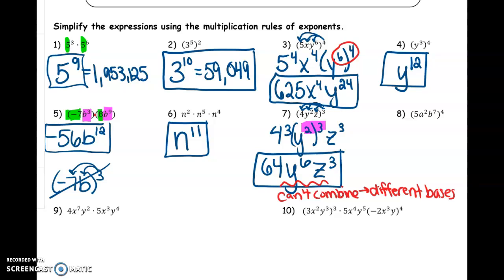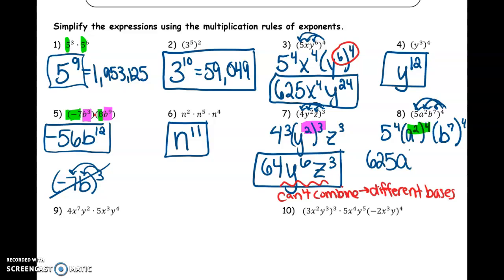In example 8, again, we have an exponent outside the parentheses, so I'm going to start by distributing it. So I'm going to have 5 to the 4th, a squared to the 4th, b to the 7th to the 4th. And then I simplify, so 5 to the 4th is 625. A squared to the 4th, again, you've got a power of a power there. When they're right next to each other, we know that you multiply, so it's a to the 8th, and then b to the 20th. Same thing as here, we can't combine the a and the b because they have different bases.